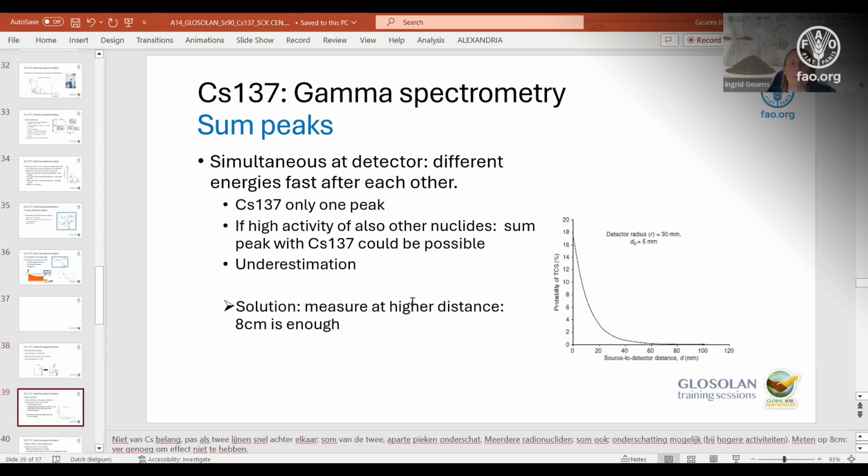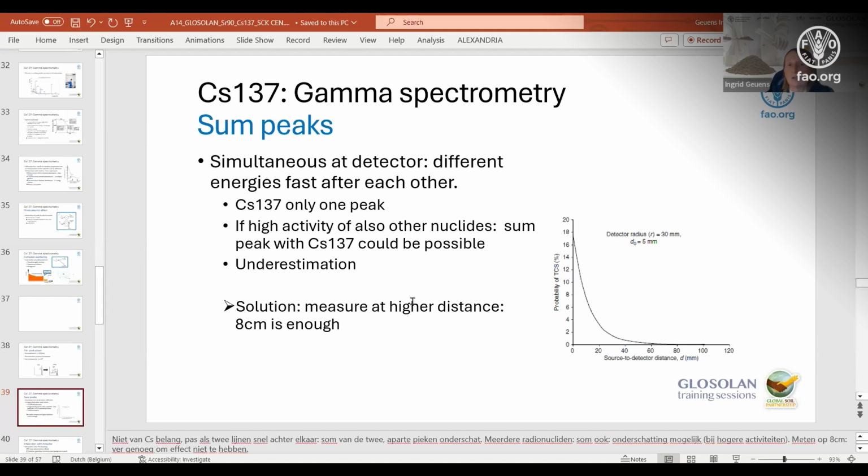Some peaks, the sum peaks, are also not so crucial for cesium directly, because cesium-137 only has one peak. Sum peaks are those that come simultaneously to a detector with different energies, but fast after each other. So if you only have cesium-137, it's not possible because you only have one energy. But for a lot of other isotopes, you have different energy peaks, and they can go so fast that they come together at the detector, and then you have a sum of those peaks. It's seen as a sum in energy.